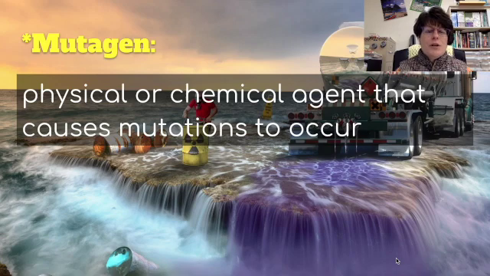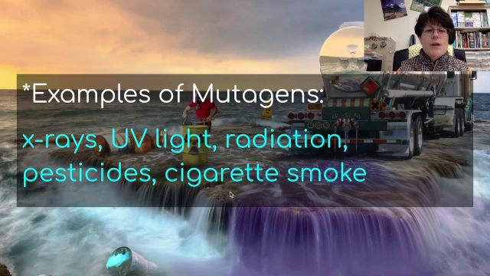However, there are also what are called mutagens, and these are physical or chemical agents that cause mutations to occur. So here in the background, toxic substances can cause mutations. And some other examples of mutagens are x-rays. That's why it's not good to have too many x-rays taken, and that is also why they cover certain organs on your body with the lead vest and the lead aprons when they're taking x-rays.